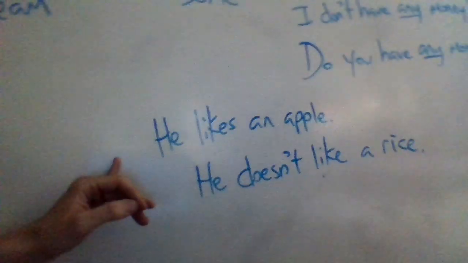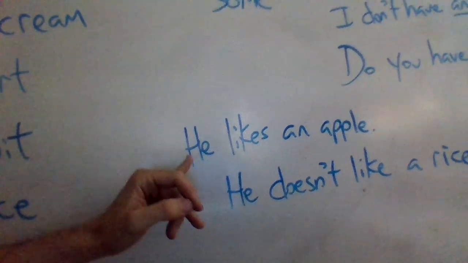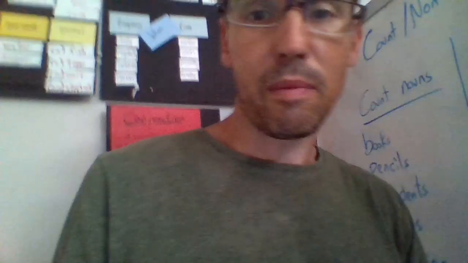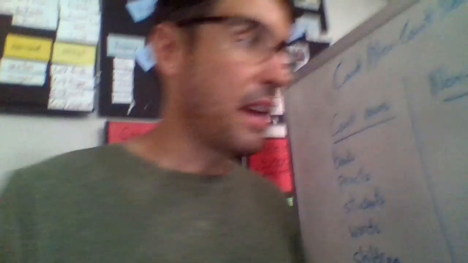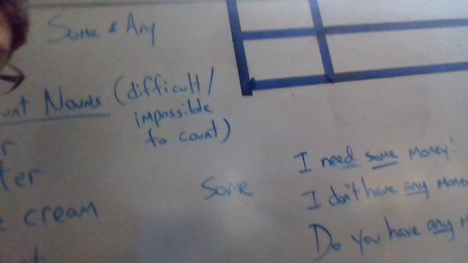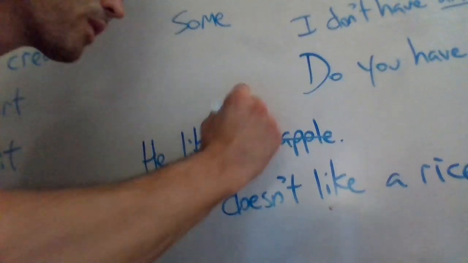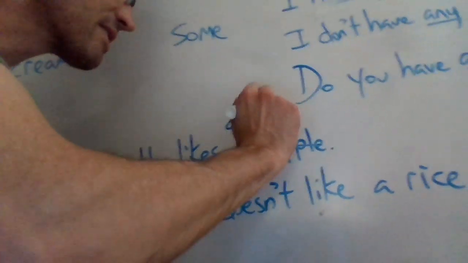The other thing, I want to show you a couple sentences. Let's see if these are good or not. This one says, he likes an apple. Now this person is talking about the fruit, apple. Usually when we talk about likes and dislikes, instead of saying he likes an apple, we make it just a plural noun. He likes apples.